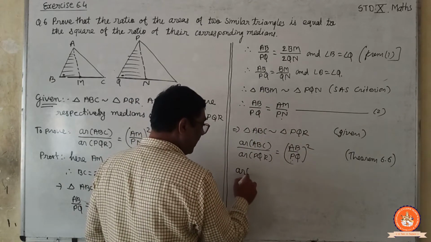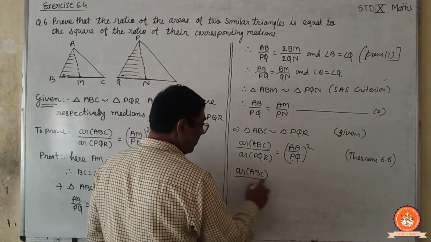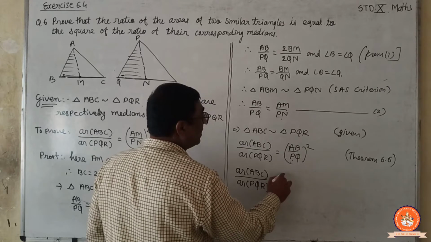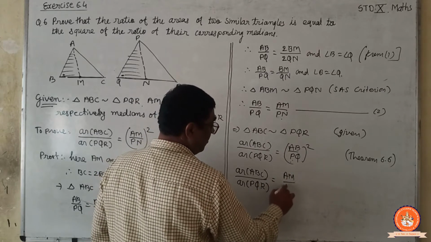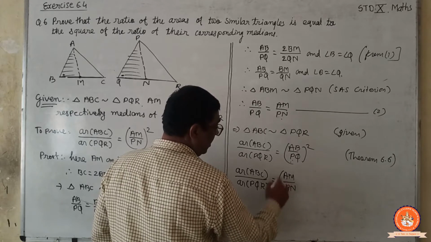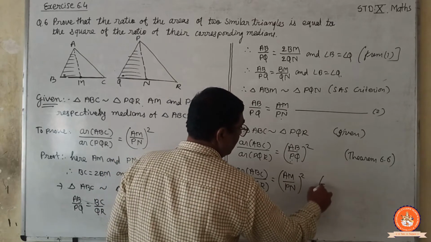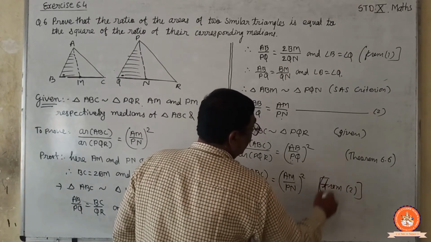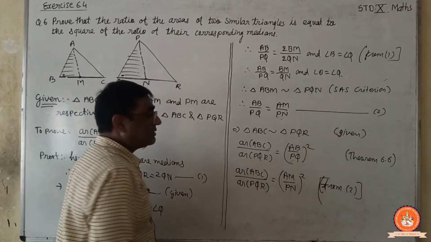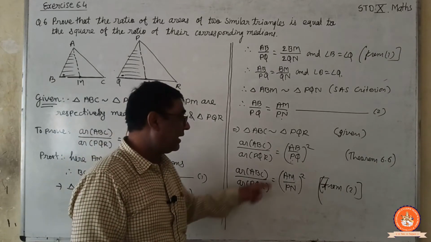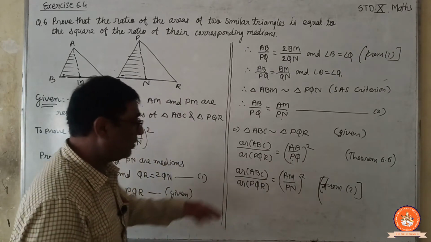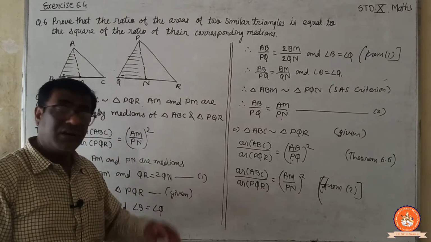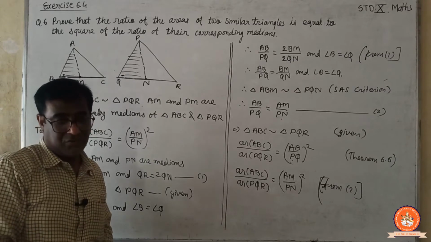So area of ABC upon area of PQR can be written as AM upon PN, the whole square. It is from result number 2. From result 2, in place of AB upon PQ we can write AM upon PN, and hence proven. Look at it, this was the mathematical statement required to be proven. Okay, very good.